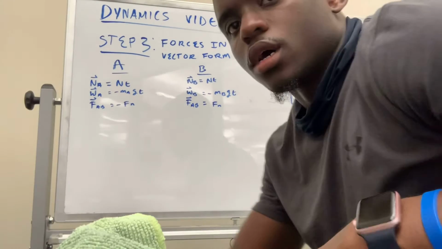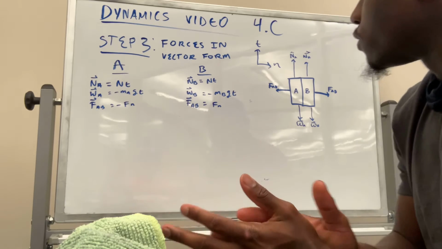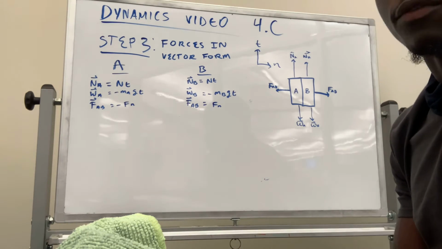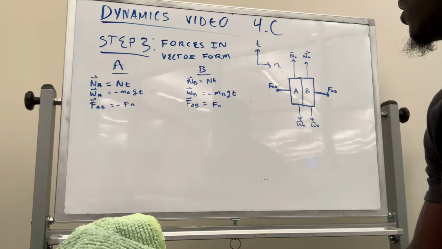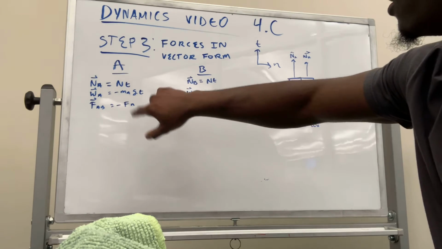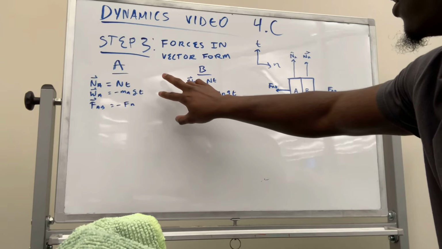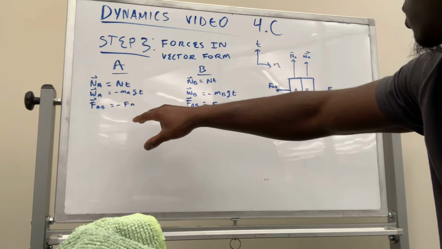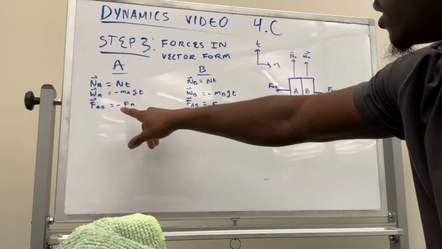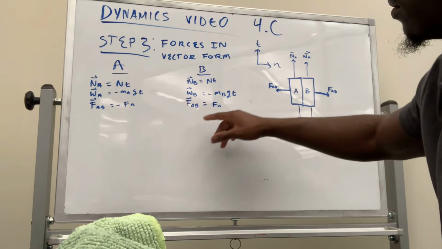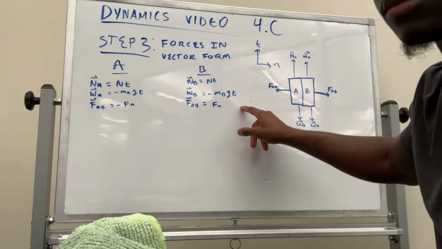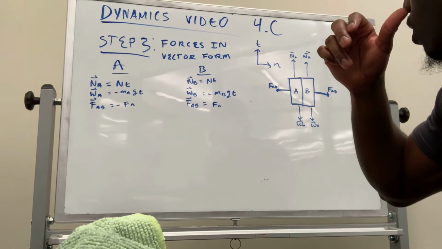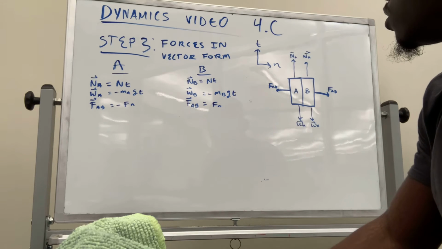My name is Afolabi, and for this video, I'll be doing step three. Step three is to write all the forces in vector form. As you can see here for block A and B, the normal and the weight forces both cancel each other out, and the impact force basically is negative F in the N direction and positive F in the N direction for box B, which means that they both cancel each other out, which means for this problem that momentum will be conserved.